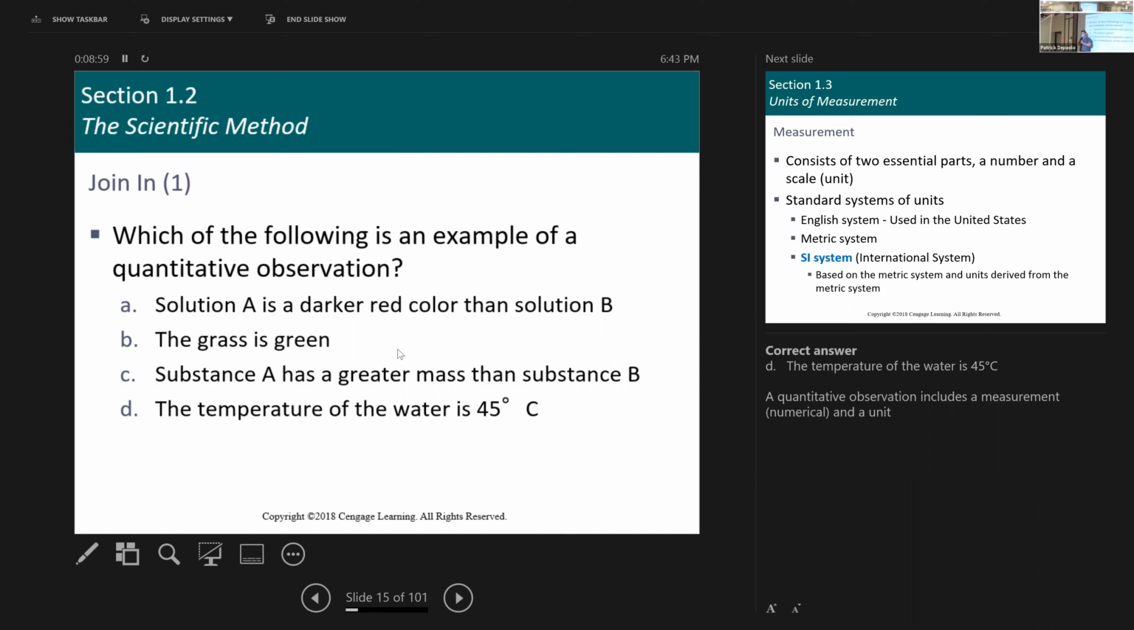Which of the following is an example of a quantitative observation? Quantitative means it's a quantity. It talks about a specific quantity, rather than a qualitative observation, which is a non-measured observation. So which one do you think? A, B, C, or D? D. Yes, D. The temperature of the water is 45 degrees Celsius. That is a quantitative observation. I know that for a fact because I measured it. But how accurately did you measure it? That's what we're going to talk about next.